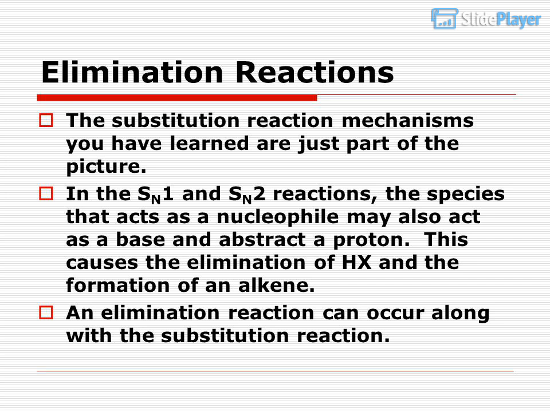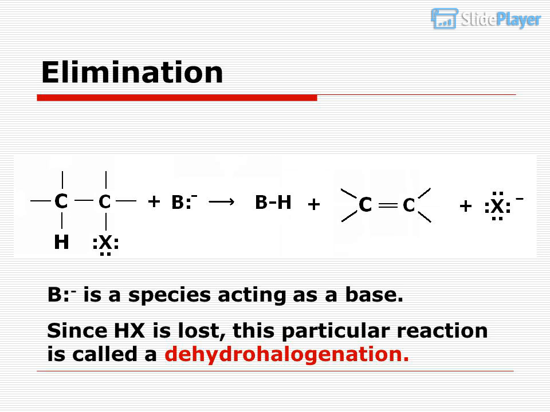Elimination reactions. The substitution reaction mechanisms you have learned are just part of the picture. In the SN1 and SN2 reactions, the species that acts as a nucleophile may also act as a base and abstract a proton. This causes the elimination of HX and the formation of an alkene. An elimination reaction can occur along with the substitution reaction. Elimination: B is a species acting as a base. Since HX is lost, this particular reaction is called a dehydrohalogenation.